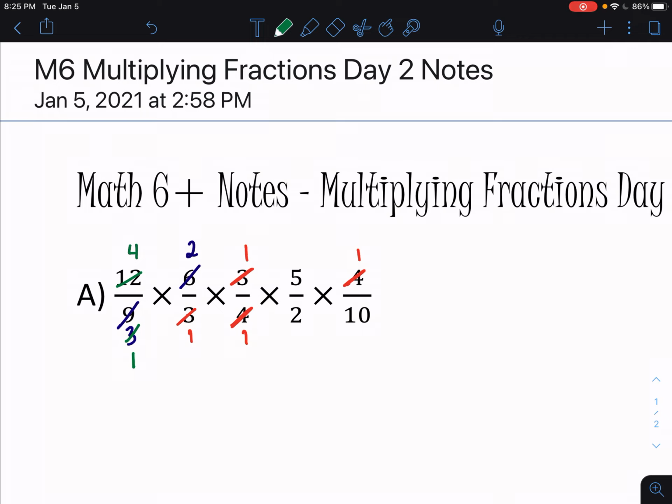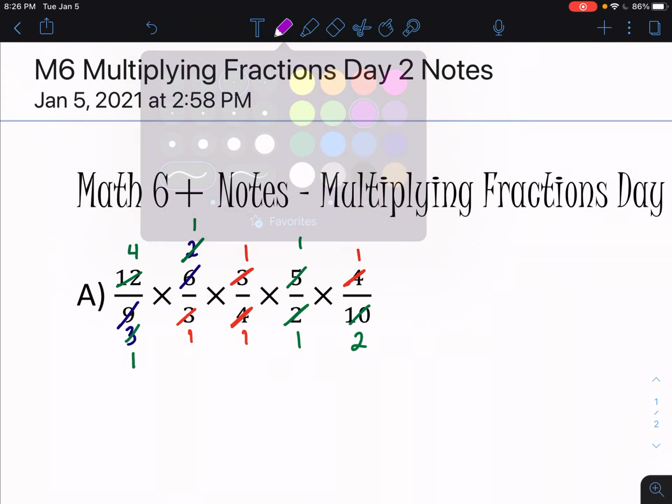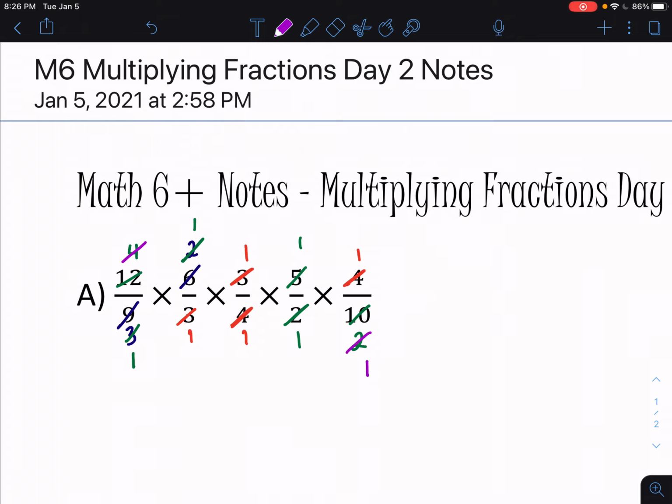This blue 2 that I've drawn here, and there's a 2 on the bottom, so I can cancel those out. And those become 1s. This 5 and the 10 have a 5 in common. So 5 divided by 5 is 1, and 10 divided by 5 is 2. And then the last thing that I can cancel out is this 4 at the very beginning and the 2 at the very end. The 2 becomes a 1 and the 4 becomes a 2.